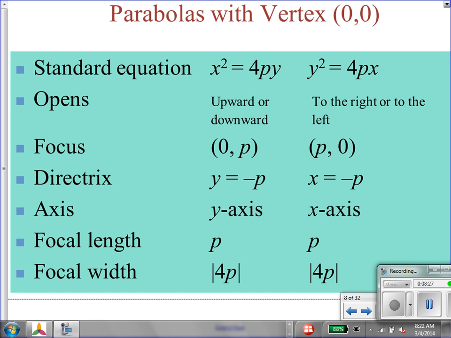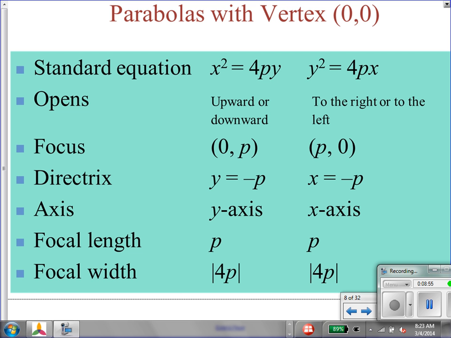It would still stay at 0 for the x. So it's going to be (0, p). The directrix is y equals negative p, just like the last one. And the y-axis is going to be the axis of symmetry in this case. Your focal length is p. It's the distance from the vertex to the focus.